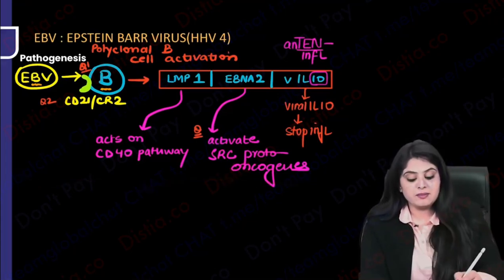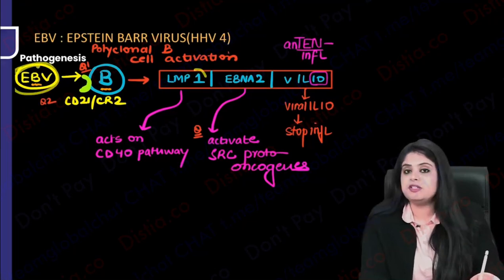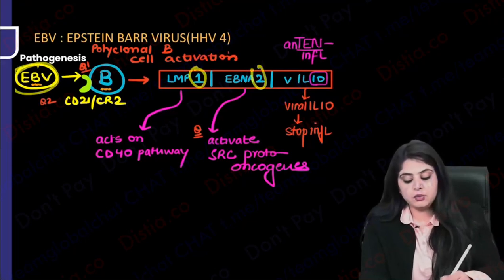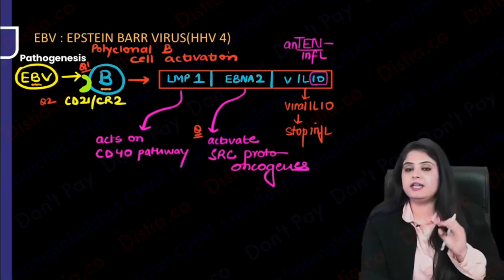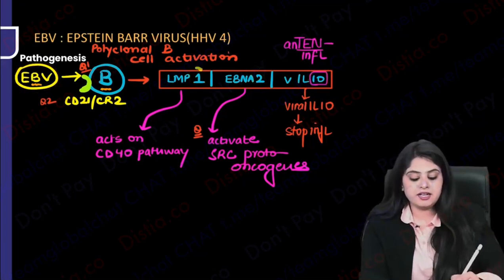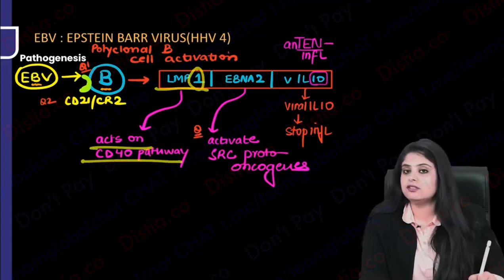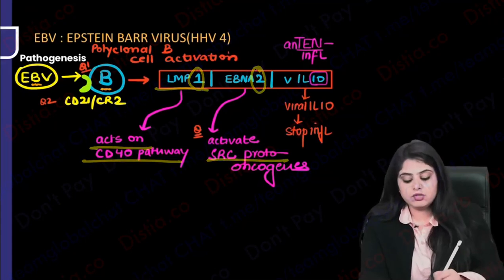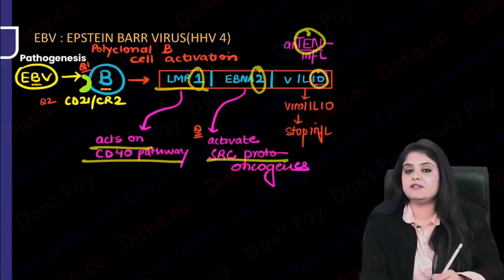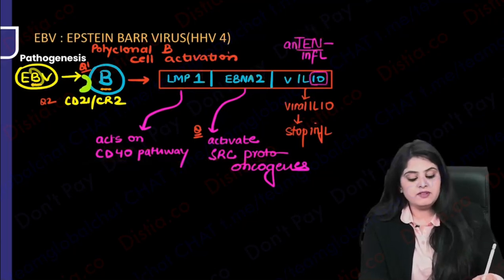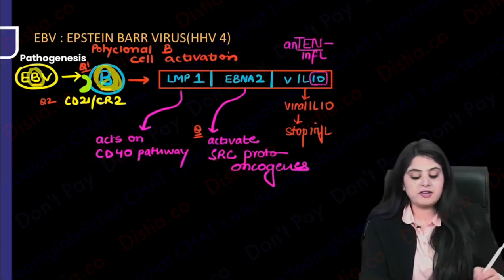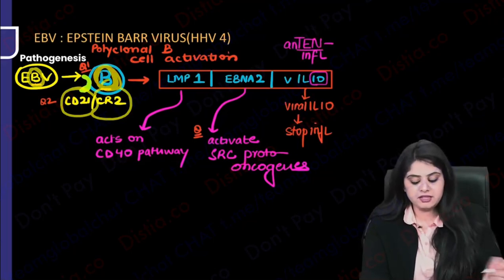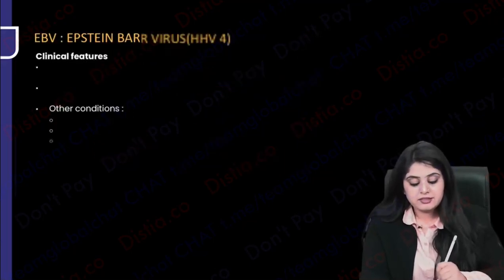So hang on. Remember, firstly, what all does Epstein-Barr virus have? It has 1 to 10. EBV has 1 to 10. 1 means LMP1, which is going to act on the CD40 pathway. 2 means it's going to activate the SRC proto-oncogene, and interleukin 10 is anti-inflammatory. Question 1. EBV was going into which cells? B cells. Via which receptor? CD21, CR2.